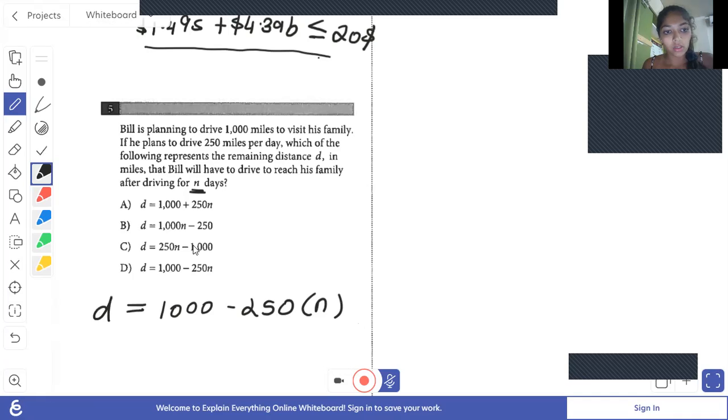1,000 minus 250 N. It's choice D, because this exactly matches our equation. If after one day we want to find out how many miles he has left to cover, just substitute N equal to 1: 1,000 minus 250, we have 750.